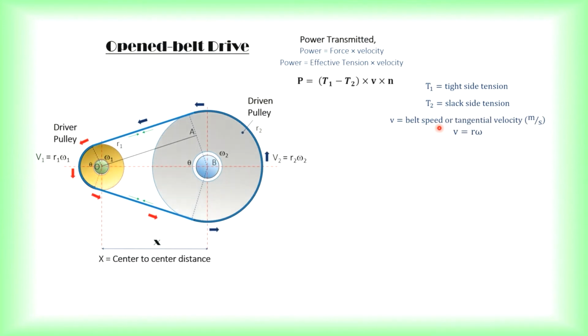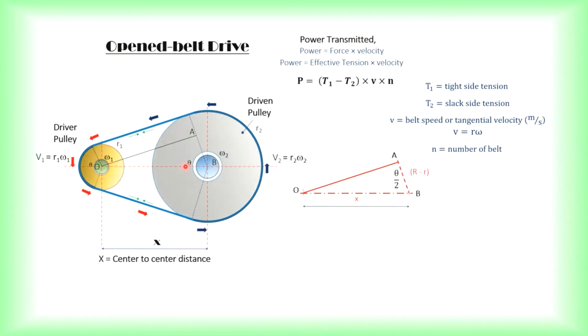And V is your belt speed, or belt velocity, or tangential velocity, which should be in meters per second. Both of these tensions should be in Newton. Tension is a force. Belt speed is in meters per second and it can be found by taking R omega, with the R and the omega with respect to the pulley that you refer to. Both pulleys will give you the same belt speed. N refers to the number of belts.